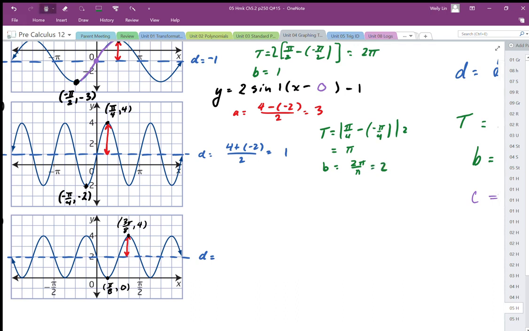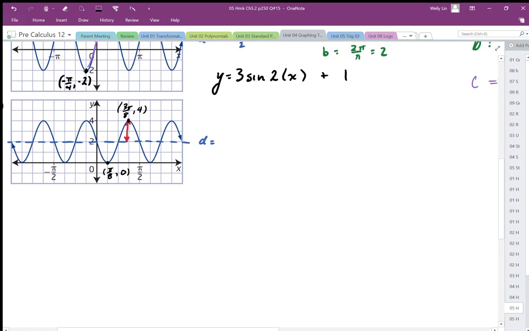And then for our c value, we can see that the average is going to be, again, at that point, and we're going up in this direction. That's a starting point for sine, so our c value is going to be 0. So when I write the equation, I get y equals 3 sine, our b value is 2, the horizontal shift is 0, and then we have a vertical shift of plus 1.